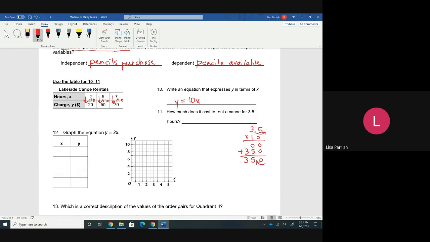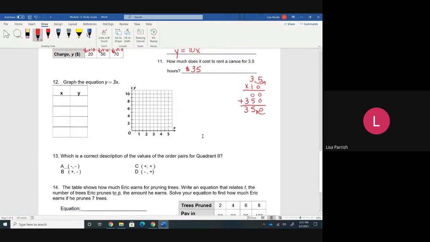If you left that at 350, you should be able to look at your table up here and see that 350 would not fit between 20 and 50. 3.5 would fit between 2 and 5, but 350 wouldn't fit, so that wouldn't make sense. So always remember your decimal. So for 3.5 hours, it's going to cost $35 to rent the canoe. So just take your rule and multiply it times the number of hours.